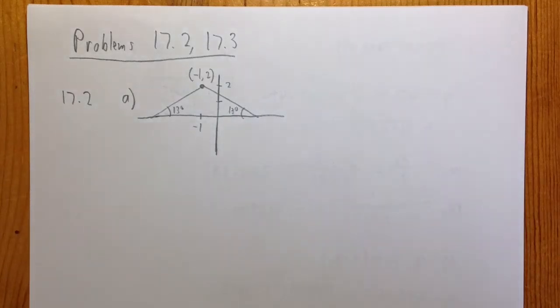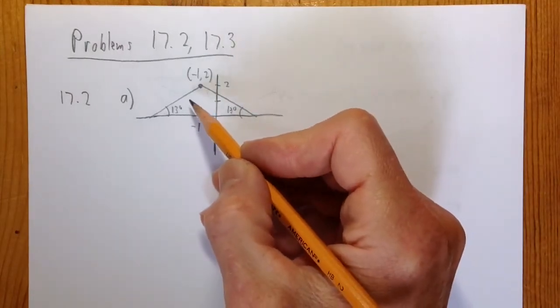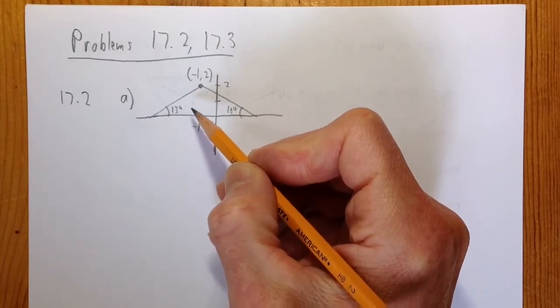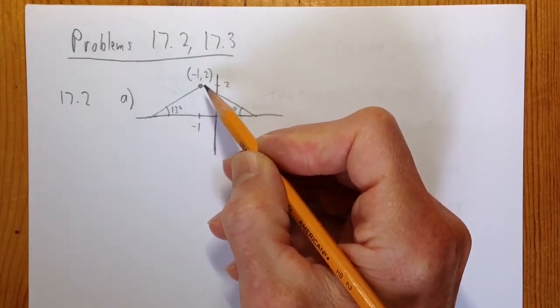Okay, let's look at problem 17.2, 17.3, and go over again the major ideas of this chapter. So, looking at 17.2, they say find the equation of a line passing through the point -1, 2 and making an angle of 13 degrees with the x-axis. And there's two of those.